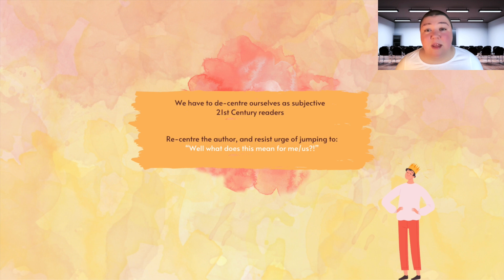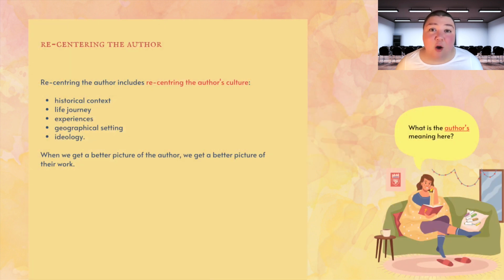Included in recentering the author comes recentering the author's culture, their historical context, their life journey, their experiences, their geographical setting and ideology. Only when we do this can we get closer to restoring the meaning behind what we're reading. When we get a better picture of the author, we get a better picture of their work. And so when we exegetically study the text, we will be asking the big question, what is the author's meaning?